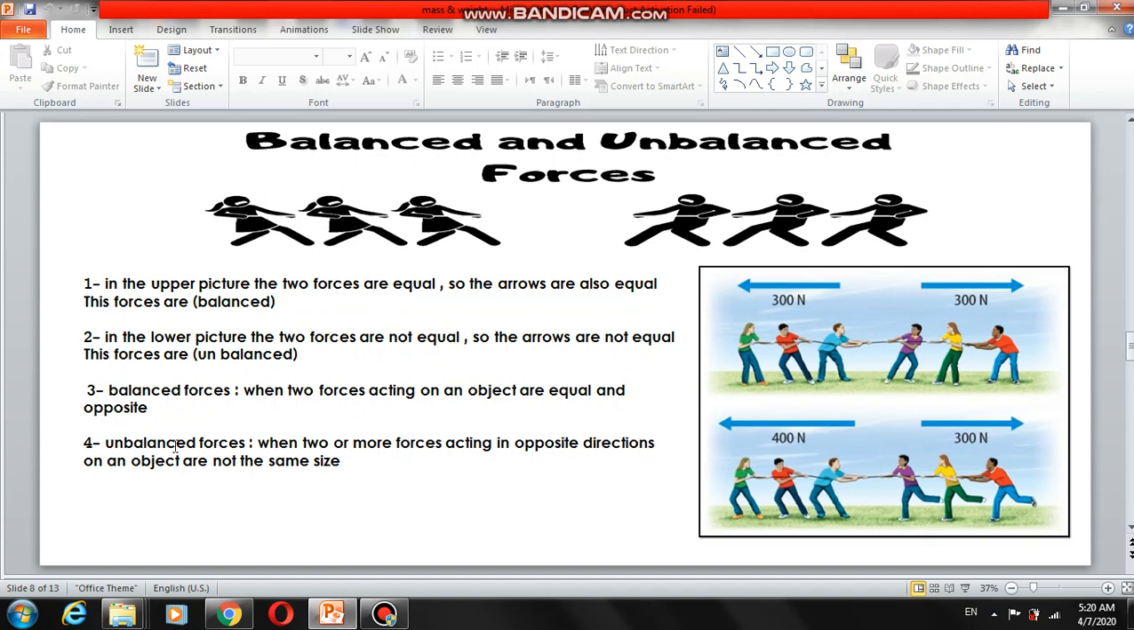So what's the meaning of unbalanced forces? Unbalanced forces are when two or more forces acting in opposite directions on an object are not the same size. This is balanced and this is unbalanced force. So in balanced force, the forces are equal and the arrows are equal. But in the unbalanced force, the forces are not equal and the arrow lengths are not equal.